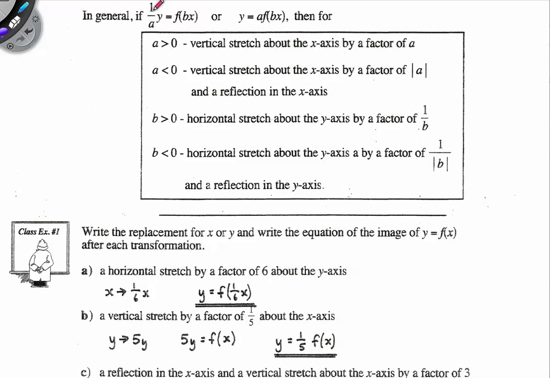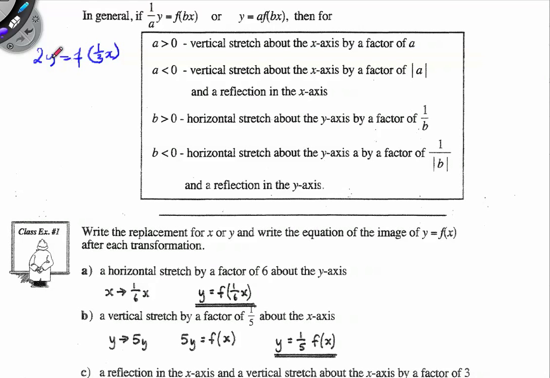So if this value happened to be 2y, so let's write 2y equals f of 1/3 x. Then really what this means is this multiplier is affecting the y. This is actually a vertical stretch, but it's by a factor of 1/2. So in fact it's a compression.